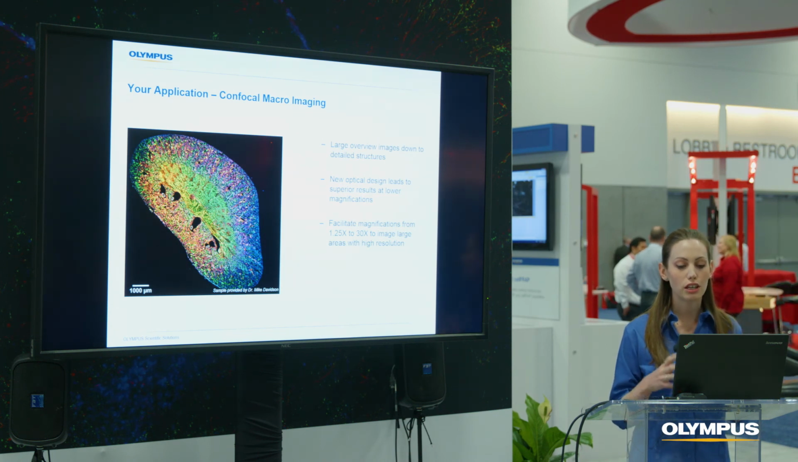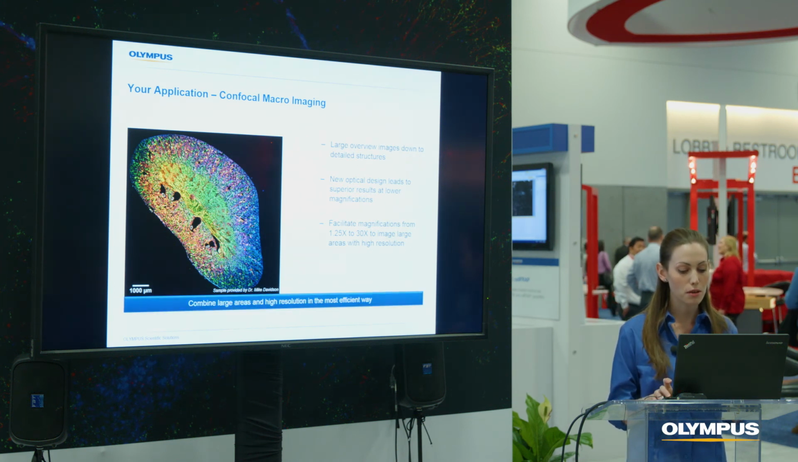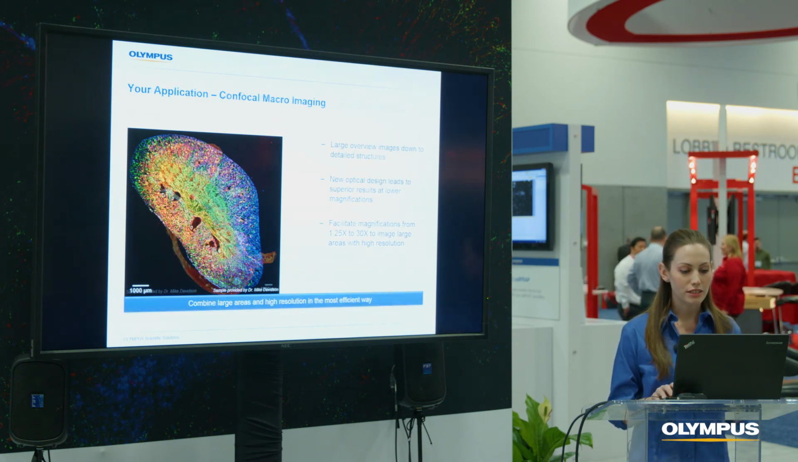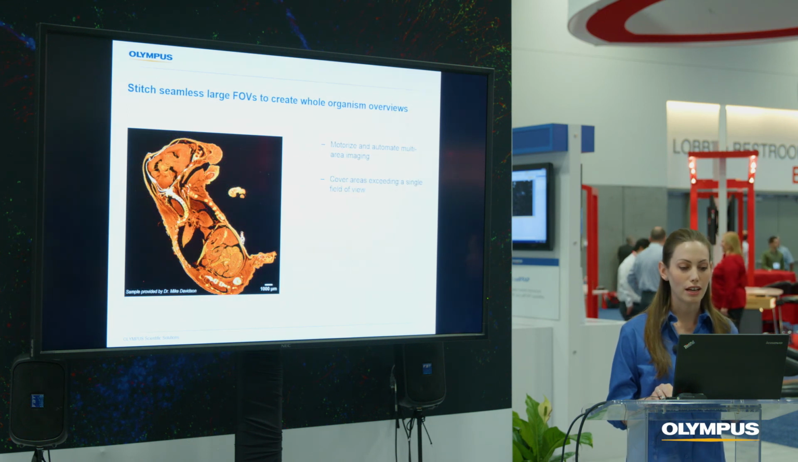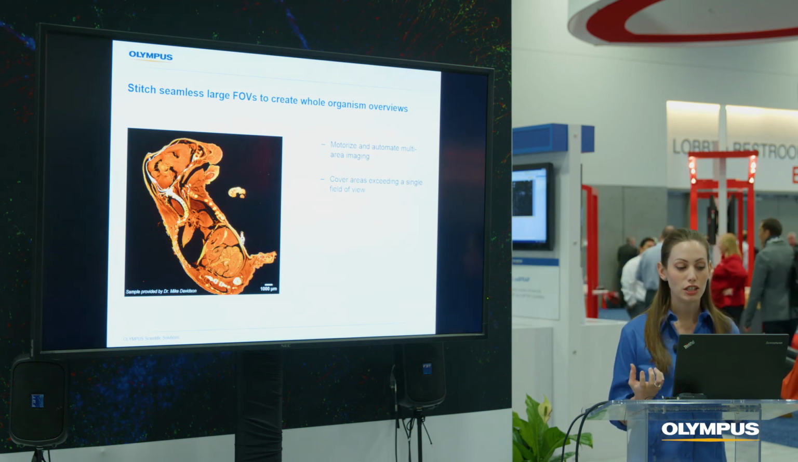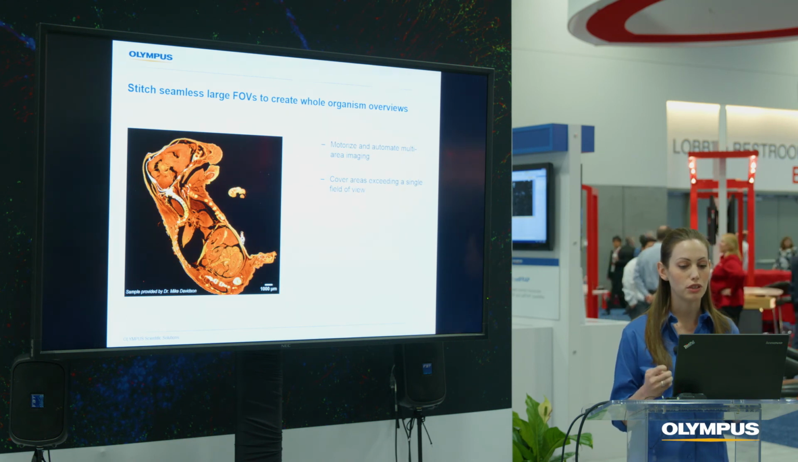And so these large overview images then allow you to see areas of interest that you may want to focus in on and image with a higher magnification. So you can combine these large images and high resolution in a really efficient way. And one of the advantages of this is it's really going to speed up the rate at which you can image your entire sample. So even if your sample is too large to capture in one shot, you can stitch it together to seamlessly create a field of view where you can image your whole organism.